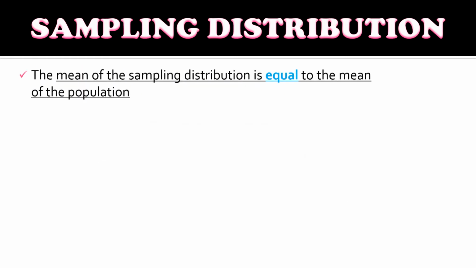The mean of the sampling distribution is equal to the mean of the population, given by the formula: the sample mean is equal to the population mean, which is also equal to the expected value. The formula is 1 over the total population times the summation of x, divided by the total population.